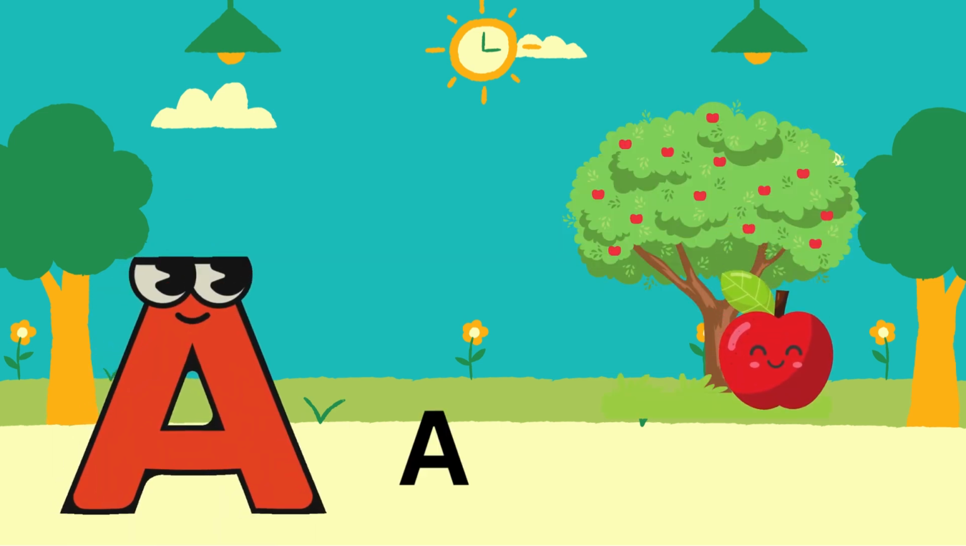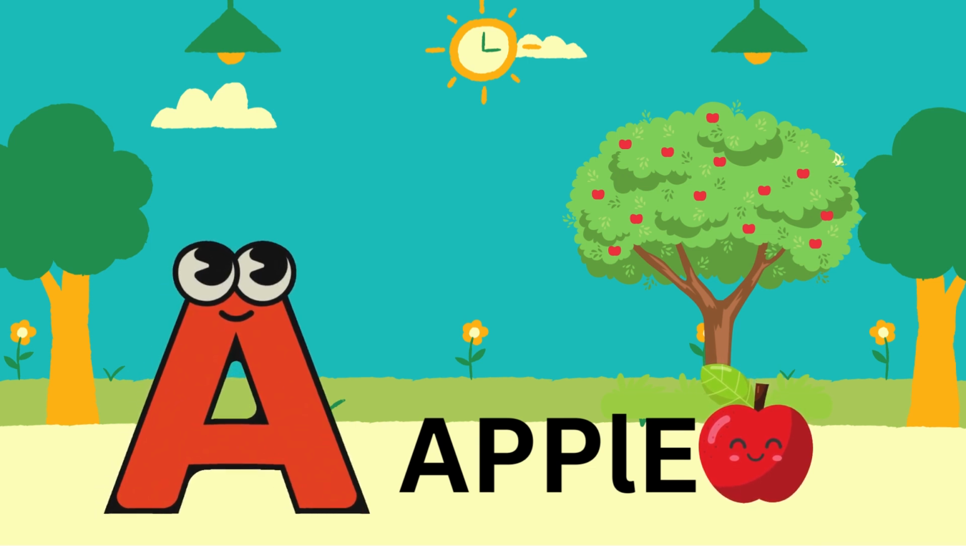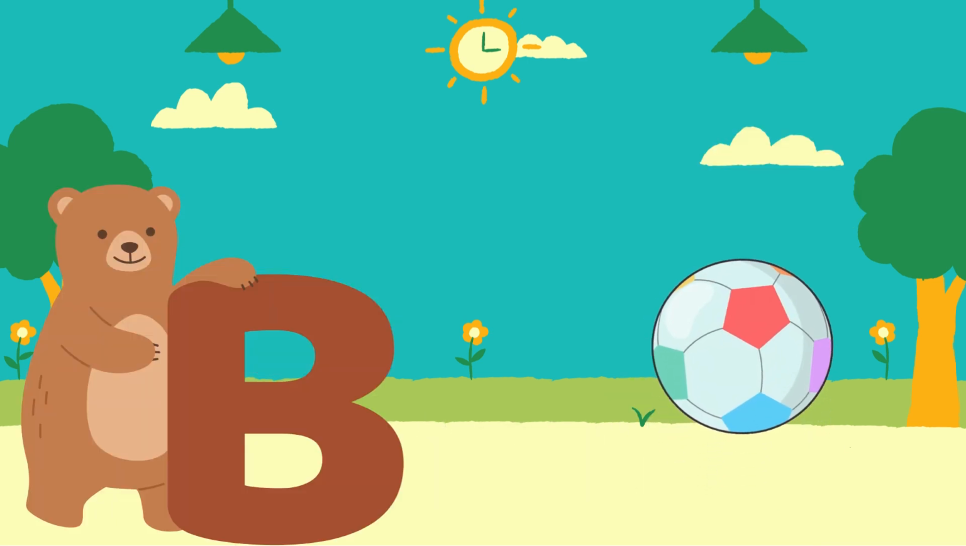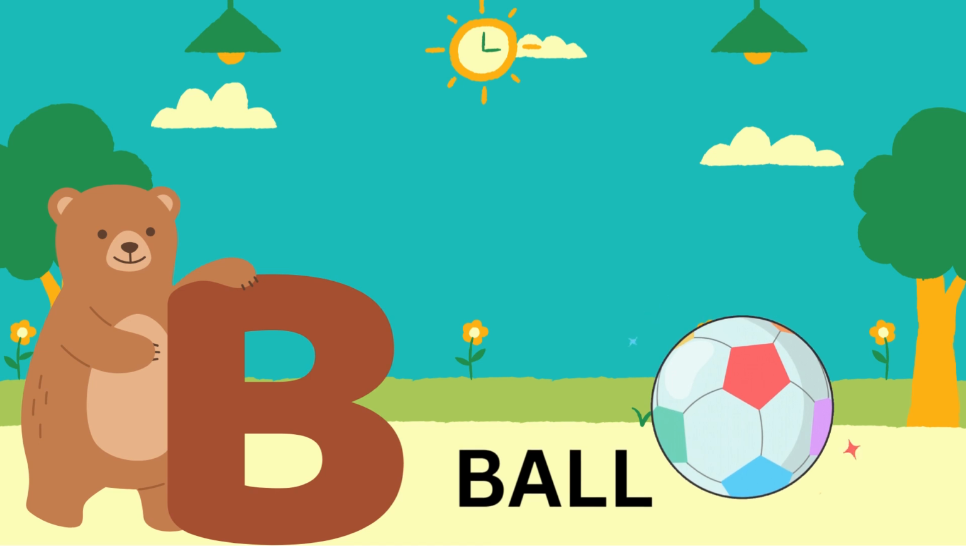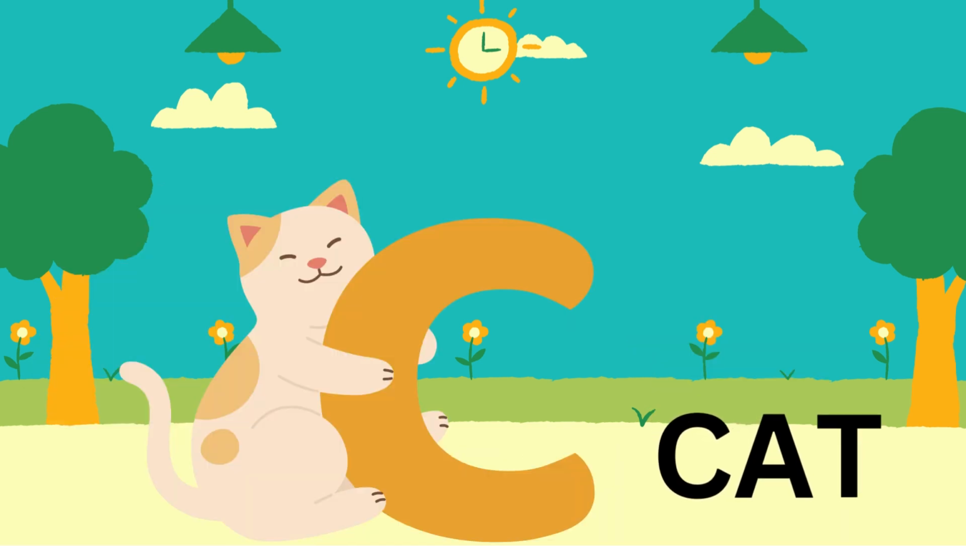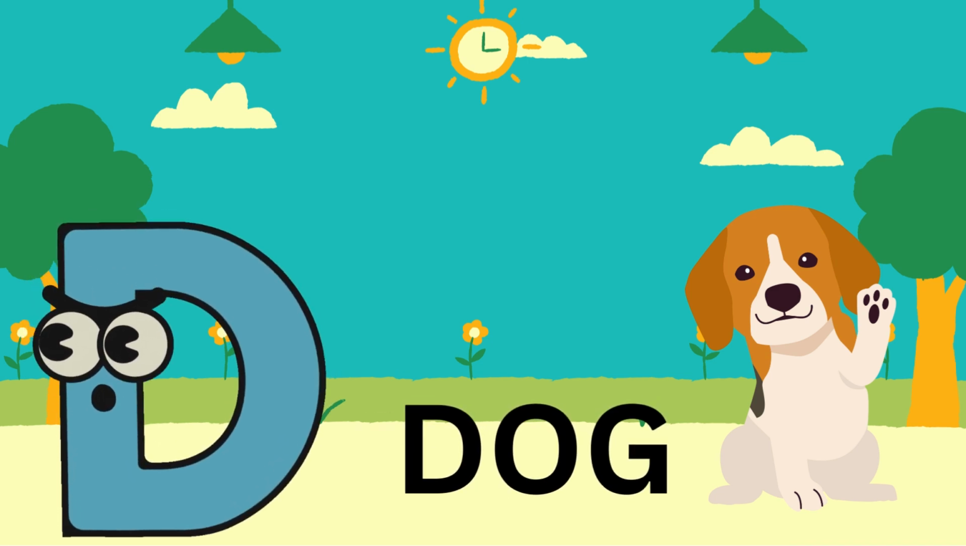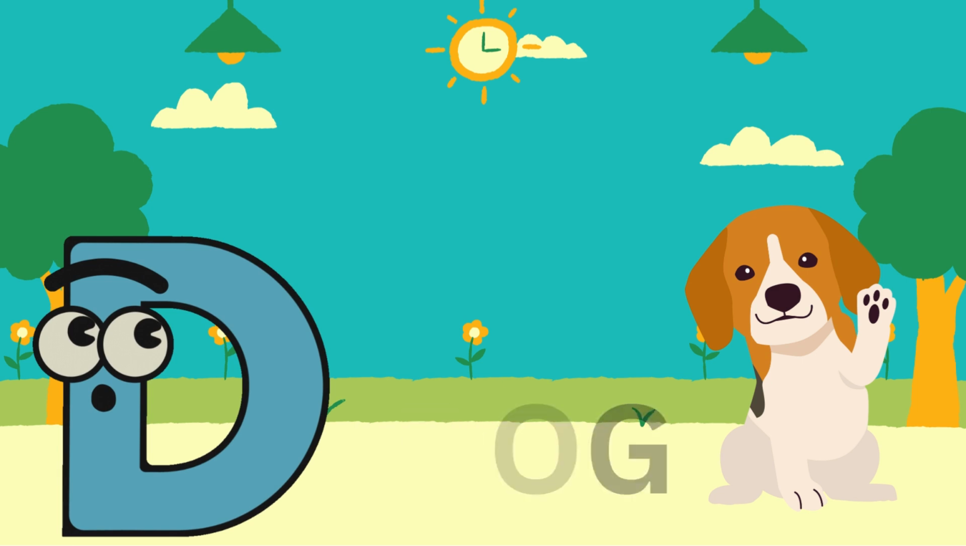A for A, P, P, L, E, Apple. B for B, A, L, L, Ball. C for C, A, T, Cat. D for D, O, G, Dog.